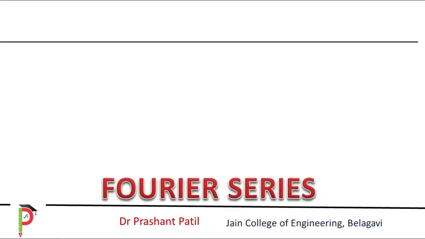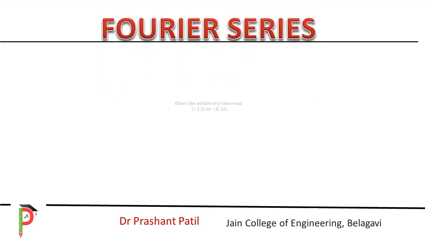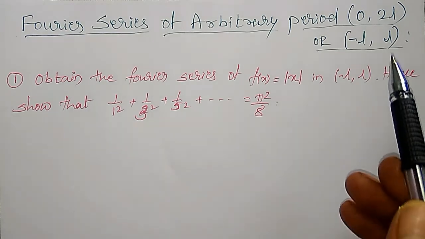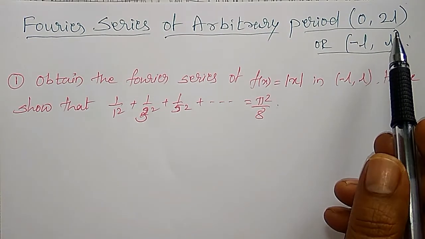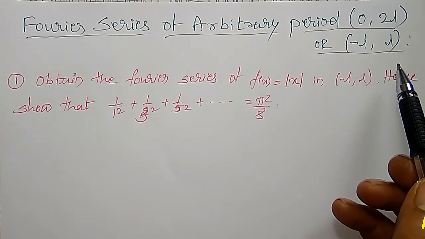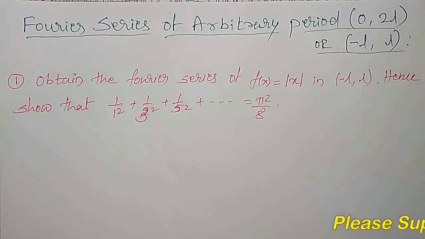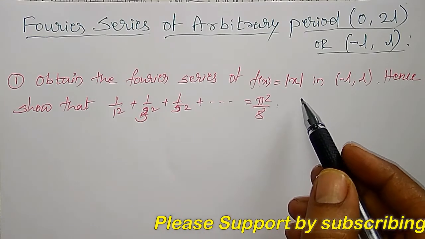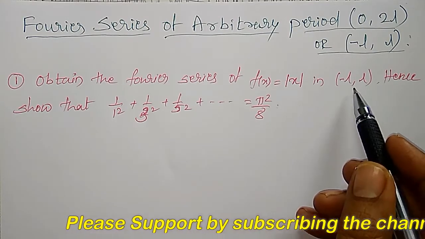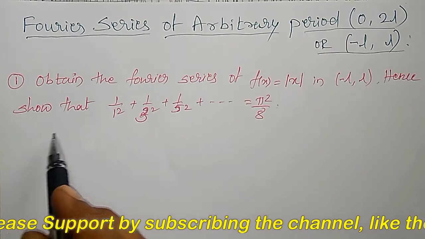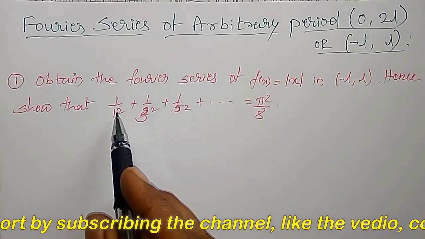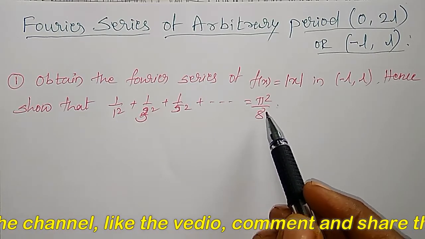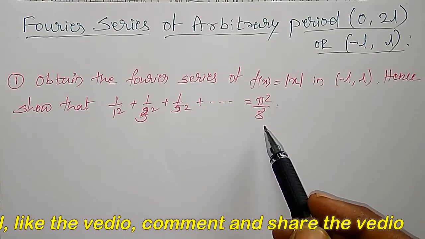In this video, I am going to discuss Fourier series of arbitrary period, where the period may be 0 to 2L or from minus L to plus L. One by one we will discuss. Obtain the Fourier series of f of x equal to mod x in minus L to plus L. Hence show that 1 by 1 square plus 1 by 3 square plus 1 by 5 square plus so on equals pi square by 8. I have to show it.